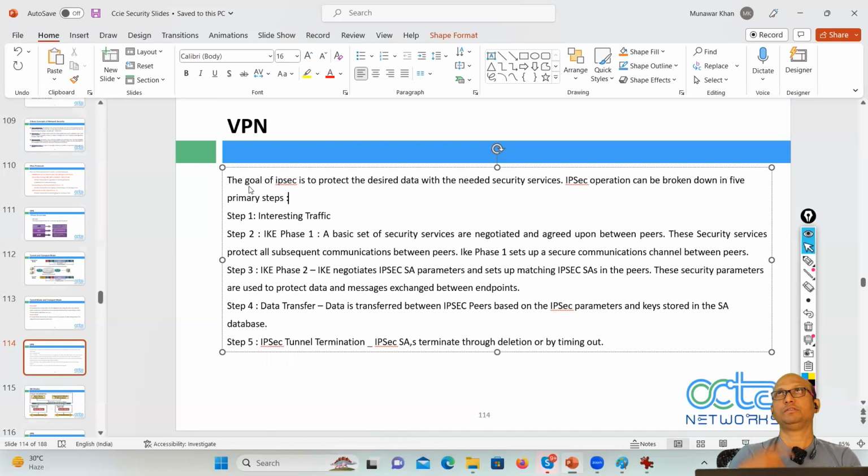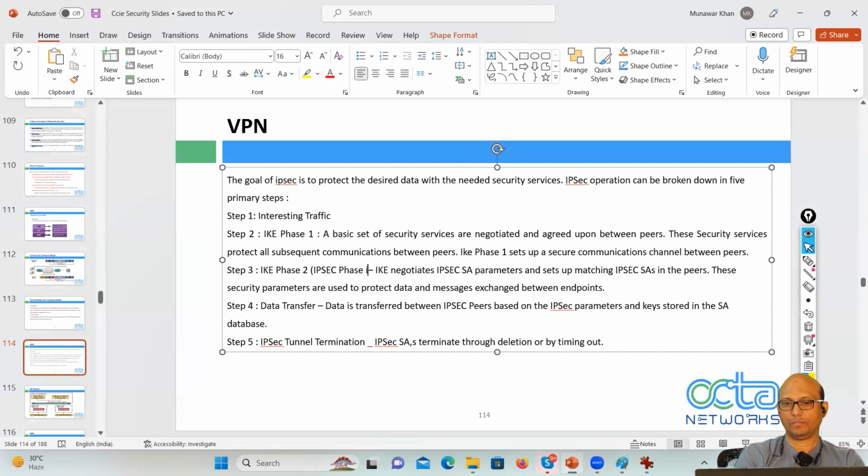So, the steps are: first interesting traffic, phase 1, phase 2. Phase 2 is also called IPsec phase 2. Then data transfer and tunnel termination.